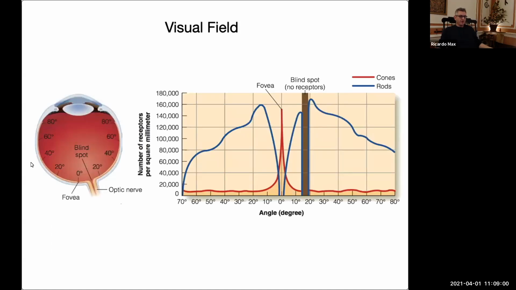Okay, visual field. So here is our eye, and this is the retina. And you can see here the angles, and I'll explain it soon. So in the retina, we have the fovea, which is the center of the retina, of our visual field. Its size in the retina is something like 1.5 millimeters. It's like a 16th of an inch. And we have a very, very high density of receptors, only cones. So we have a very high resolution in the center of the fovea.